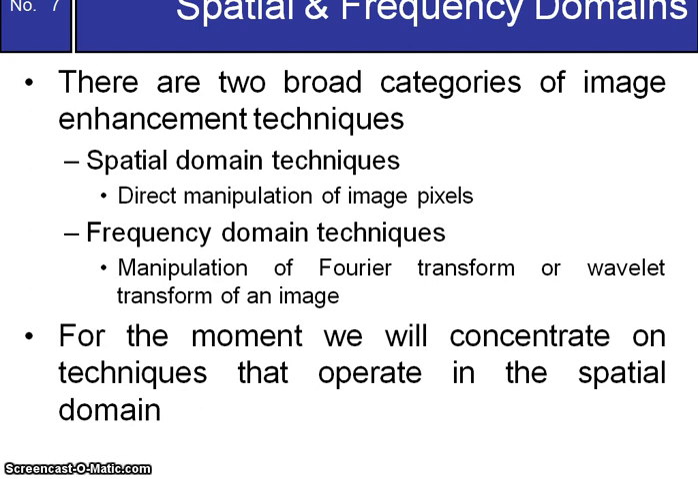Under the frequency domain technique, we are using the manipulation of the Fourier transform or wavelet transform of the image. Means we are not directly processing the intensity level of each pixel. Using the intensity level, we are extracting the frequency components of that image by using any transformation technique, that is Fourier transform or wavelet transform. Using which we will get the frequency coefficients, and we are processing those coefficients to get the required output. So those techniques are nothing but the frequency domain techniques. So today we will see only the spatial domain techniques.